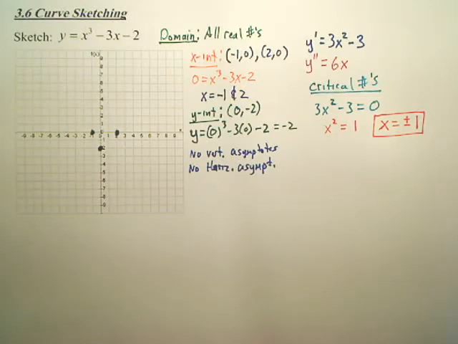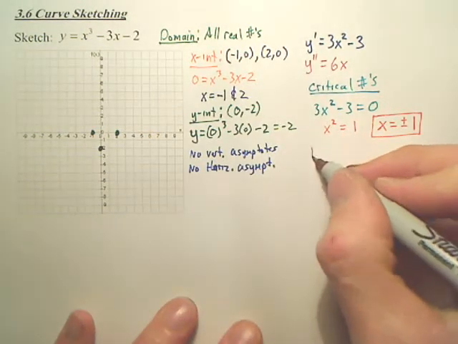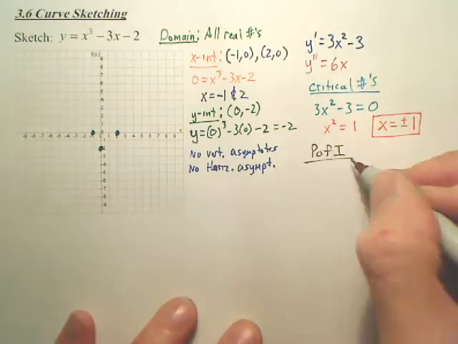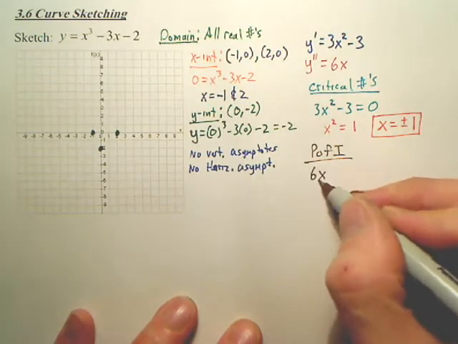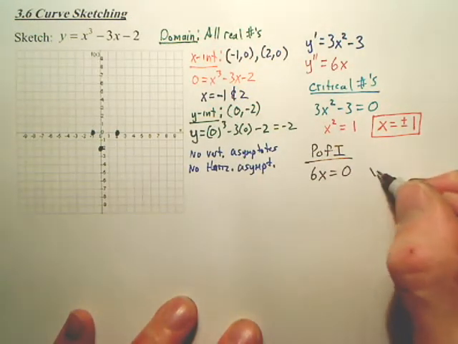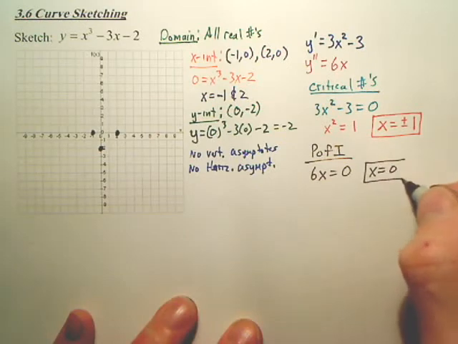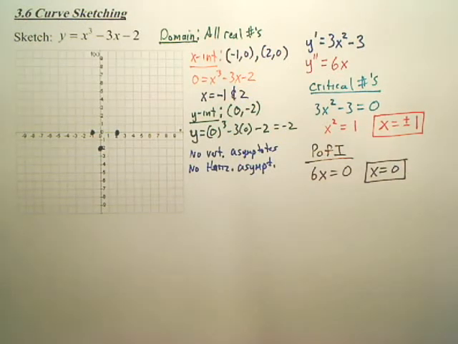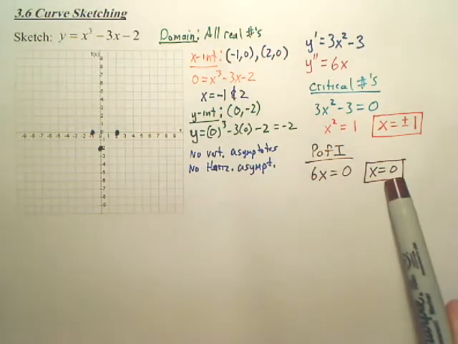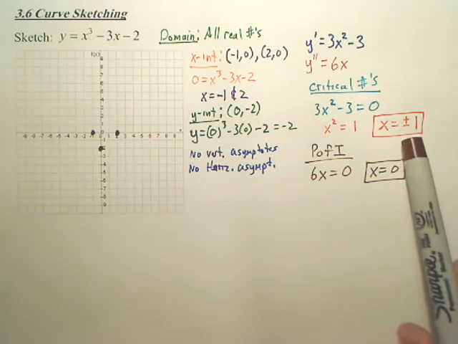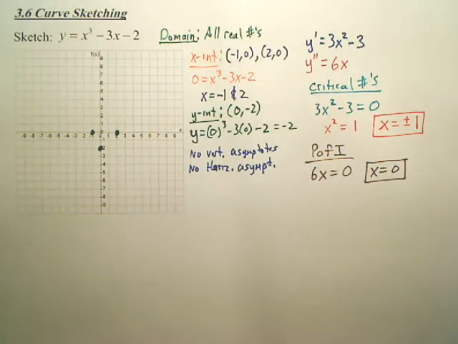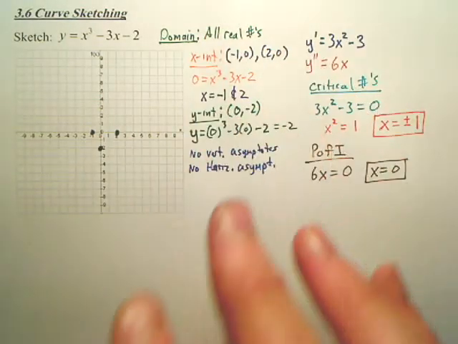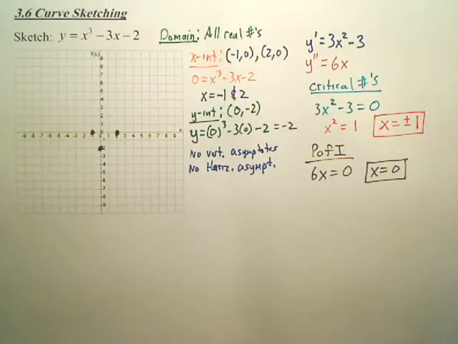How do you find possible points of inflection? Remember, these are possible points of inflection. You set the second derivative equal to 0, and you get x equals 0. All right, so possible points of inflection are at 0. Possible maxes or mins are at 1 and negative 1. So now we're going to create a table, because our table will tell us a lot about the characteristics of the graph.